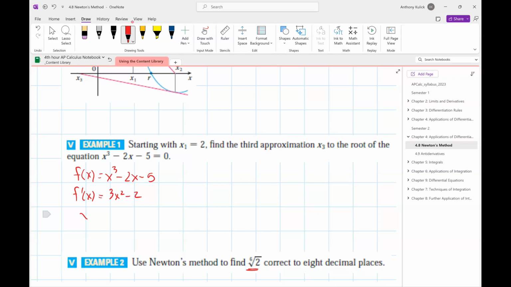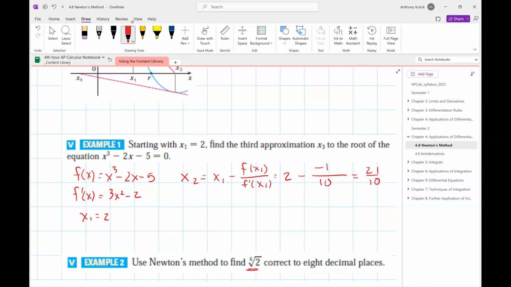And now x1, we're told, is 2. So x2 is going to equal x1 minus f of x1 over f prime of x1. If we fill that in, that's 2 minus 8 minus 4 minus 5, which is negative 1, over 12 minus 2, that's 10. So 21 over 10, or 2.1.